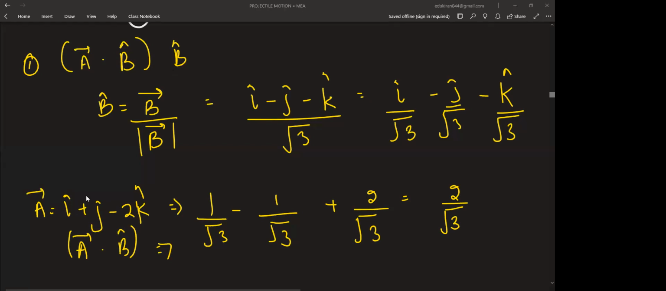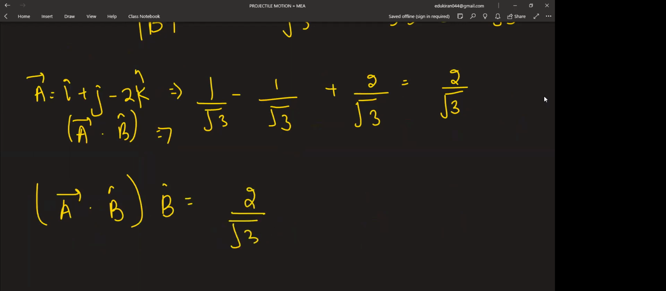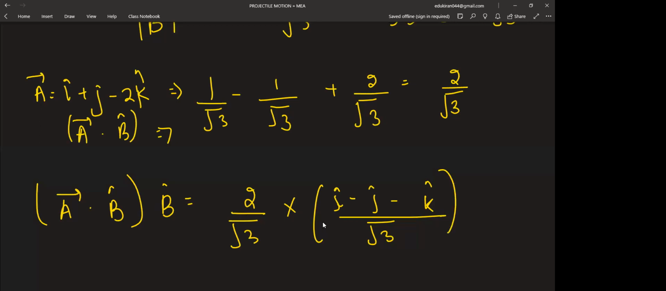So finally we'll have A vector multiplied to B cap, multiplied to B cap. What is this bracket? This bracket is 2 by root 3. Multiply to, what is the B unit vector? I cap minus j cap minus k cap divided by root 3. This is the unit vector. Now this is our final answer.